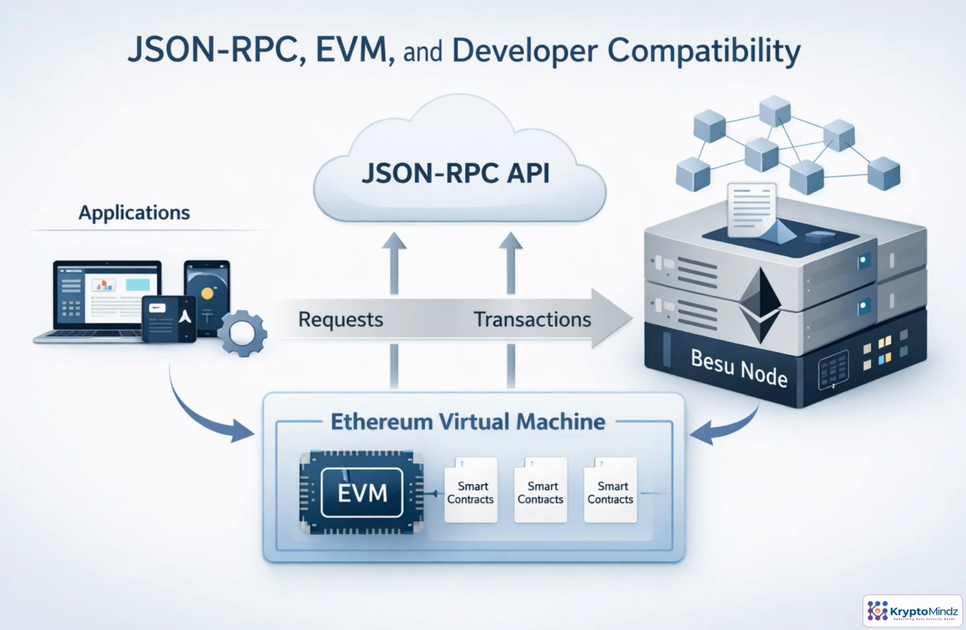That compatibility becomes visible in day-to-day development. An application can call familiar Ethereum JSON-RPC methods, such as eth_blockNumber to read chain state, eth_getBalance to inspect an account, or eth_sendRawTransaction to submit a signed transaction. Behind those calls, smart contracts run in the EVM, keeping execution deterministic and Ethereum-like. This is why many existing tools, libraries, and development habits transfer directly into Besu networks.